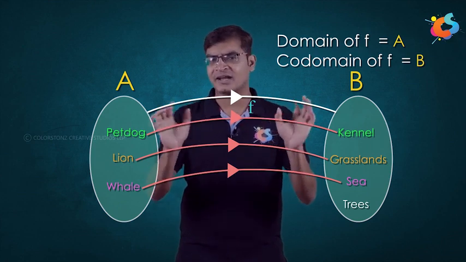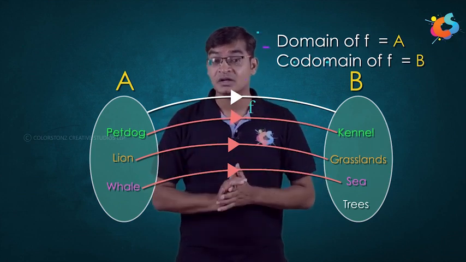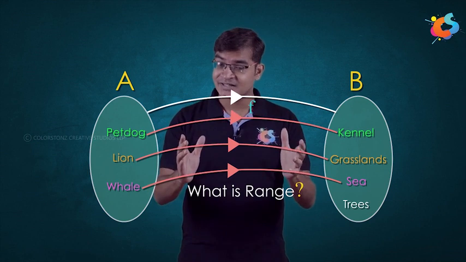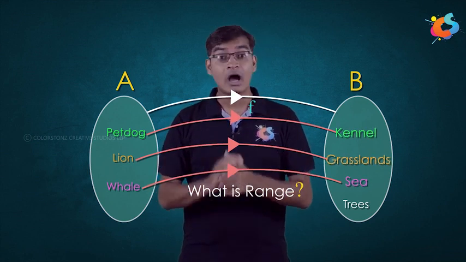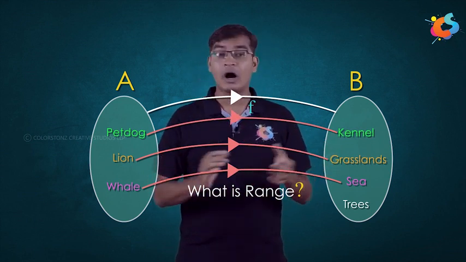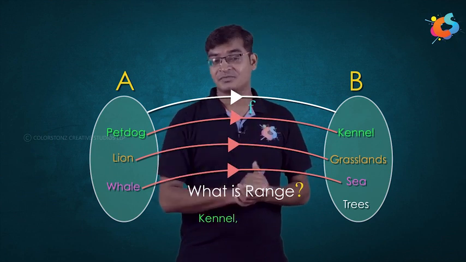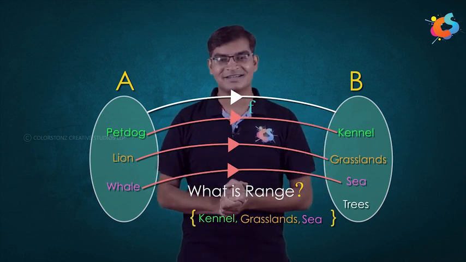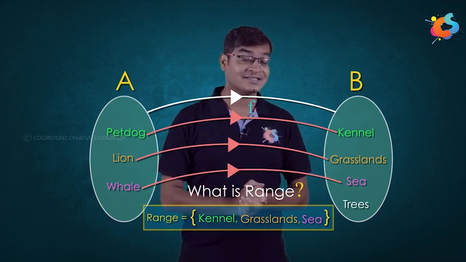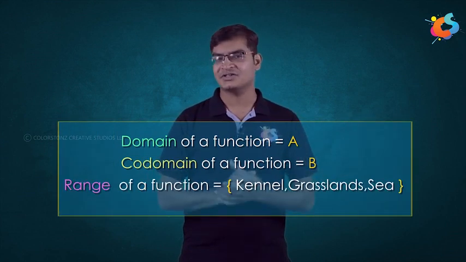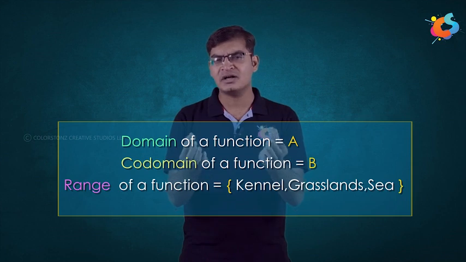So we have discussed what is the domain of this function, what is codomain of this function. There is one single terminology after this, and that is the range of a function. Very simple. Range is a set and that set will contain outputs of this function. So for this function, outputs are nothing but kennel, grasslands and sea. Taking all of these elements in one set is called range of this function. So we have understood what is domain, codomain and range of a function. And after this, we have to understand one small thing.